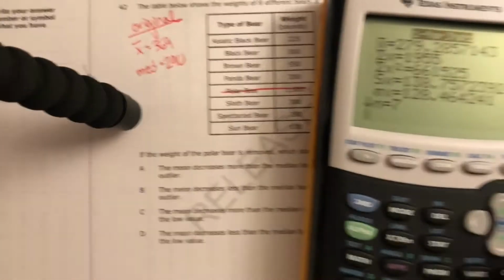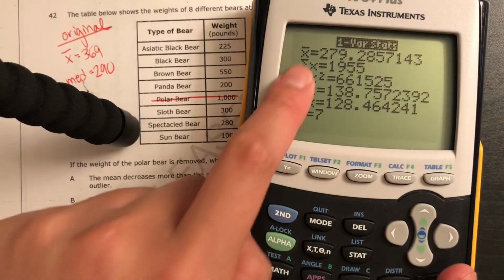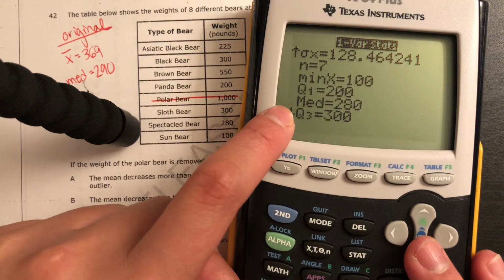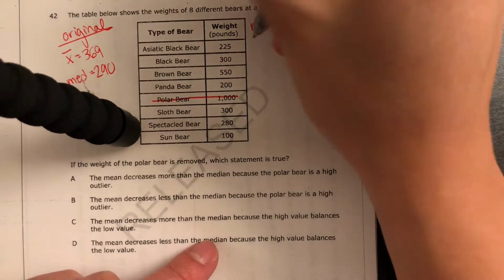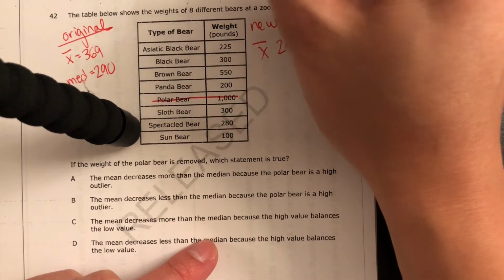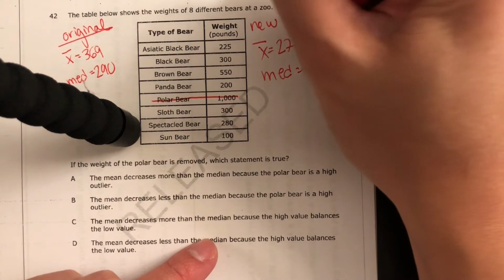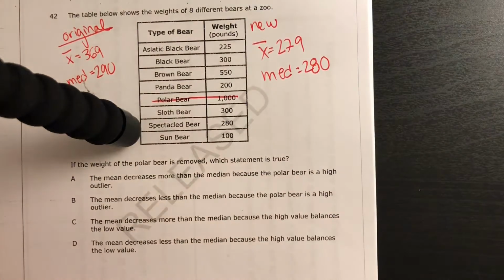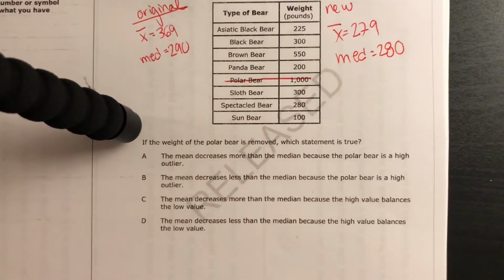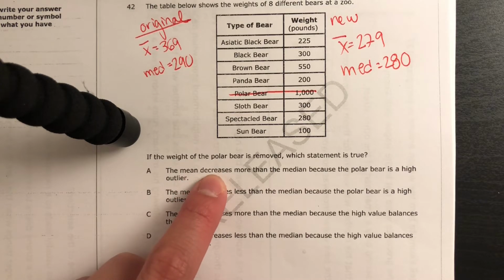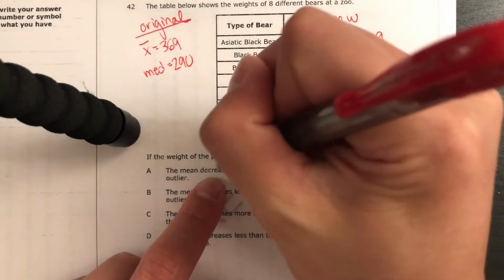And when I do that, I'm going to have a new mean of 279 and a new median of 280. So my mean is 279 and my median is 280. Now based on these numbers, I can figure out which statement is going to be true. So the mean decreases. Yes, that is true.